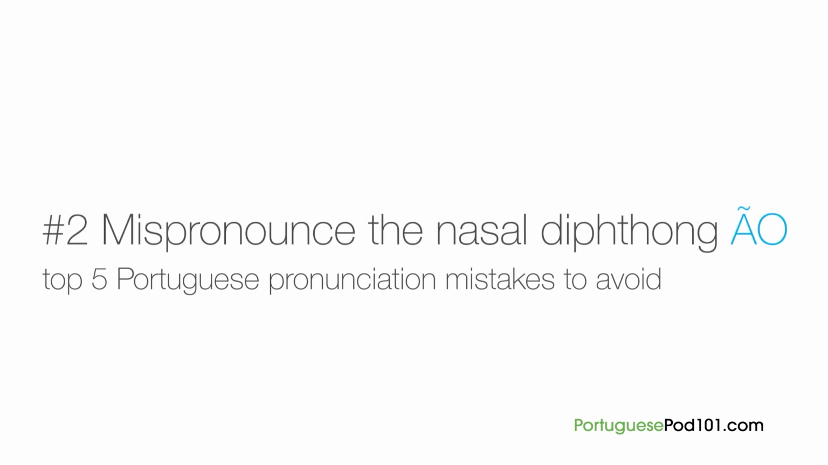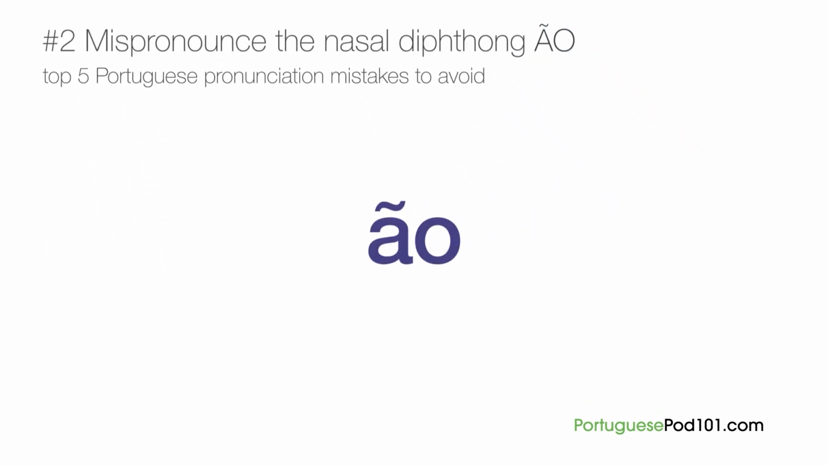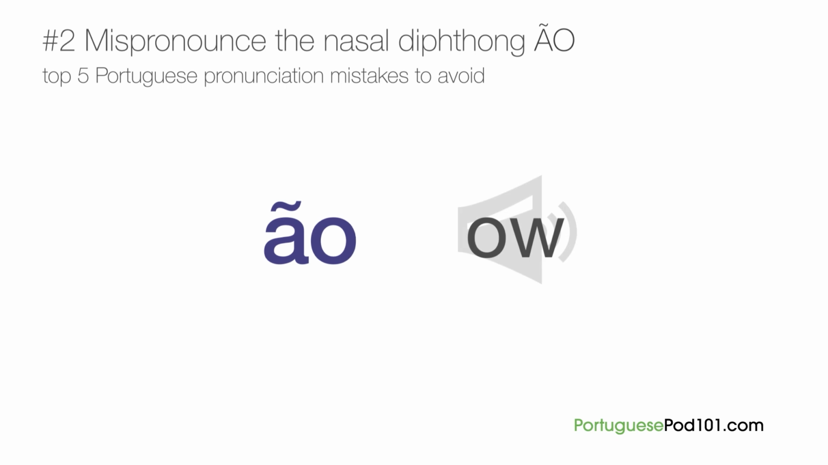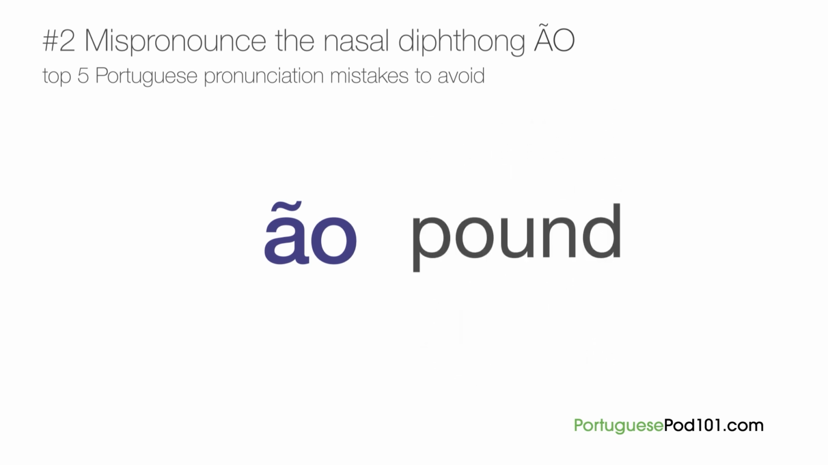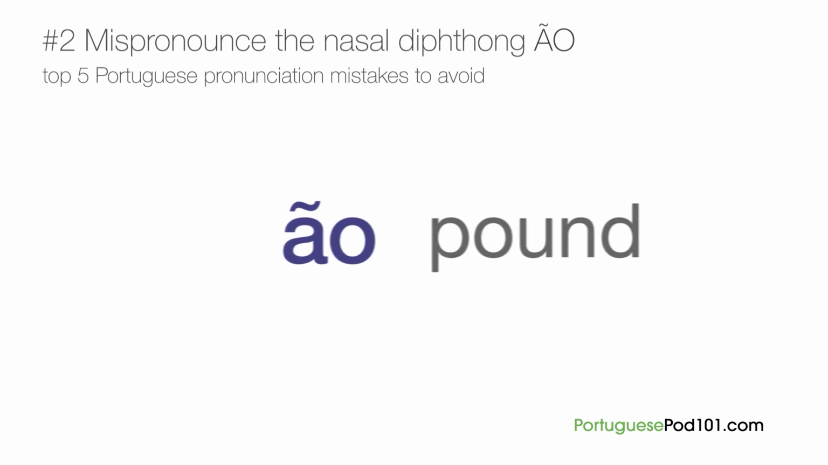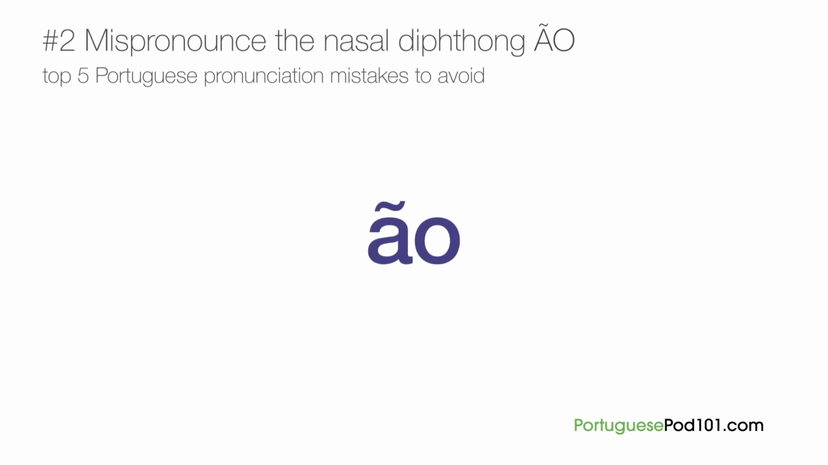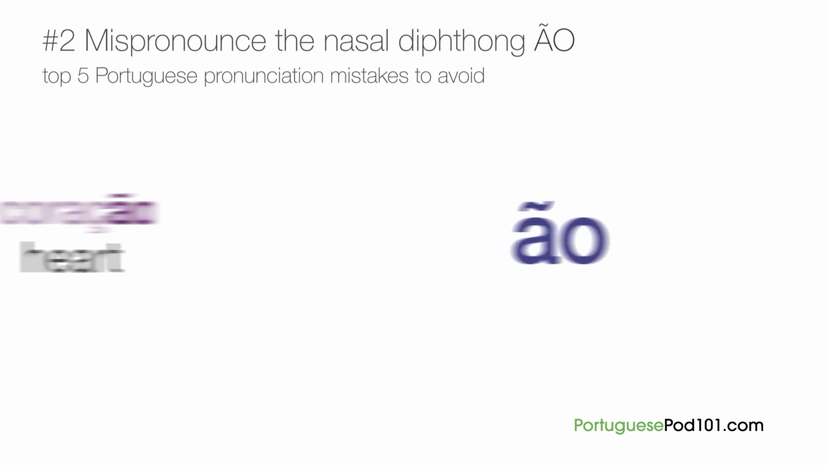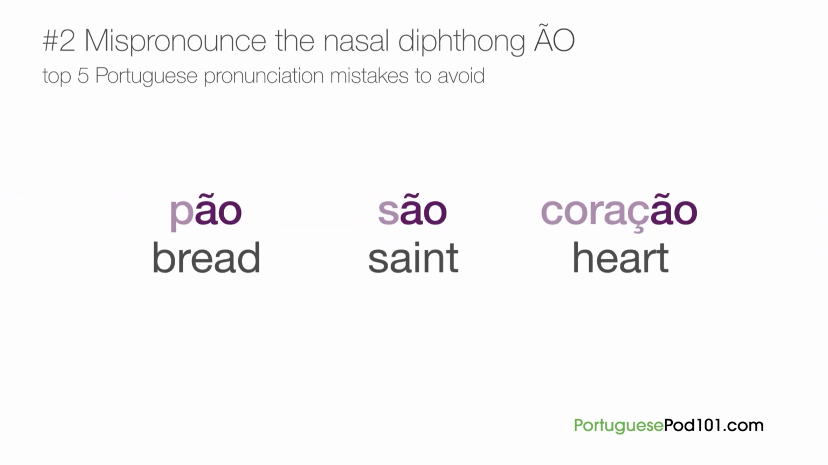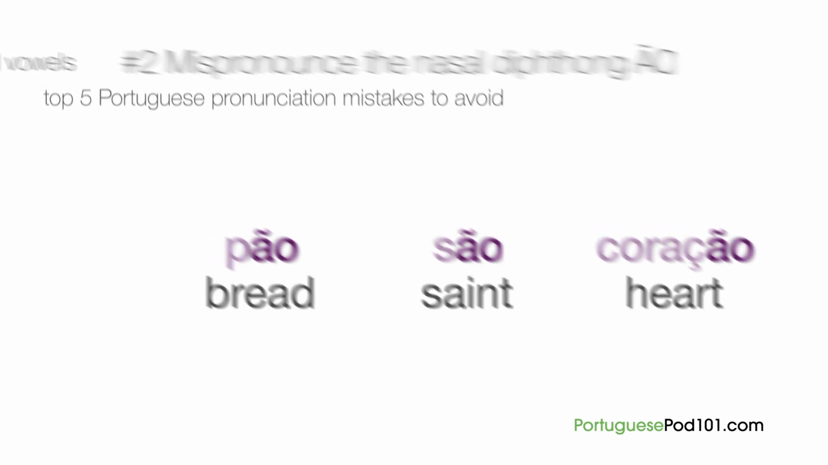This is arguably the most difficult sound for Portuguese learners to pronounce correctly. It is similar to the ow sound in English, but with nasality. Saying the word pound repeatedly may sometimes help with pronouncing this sound. But again, the best way is to listen to native speakers and try to imitate them. Listen to the following examples. Pão, são, coração. We'll cover this sound and more diphthongs in Lesson 7.